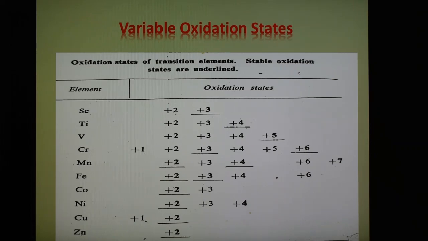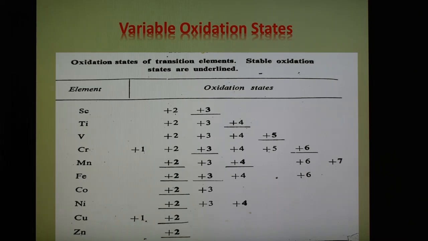In the case of the s block, they show only a fixed oxidation state, not variable. For example, in the s block, alkali metals and alkaline earth metals: the first A group has a fixed oxidation state of +1, and the second A group has a fixed +2 oxidation state. Sodium has a fixed +1 and beryllium has +2, like that.